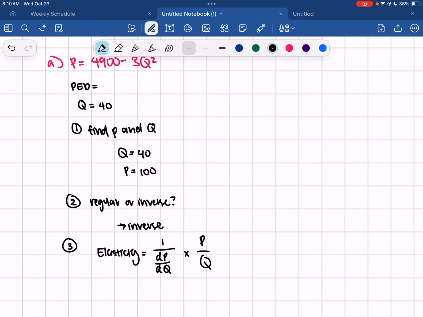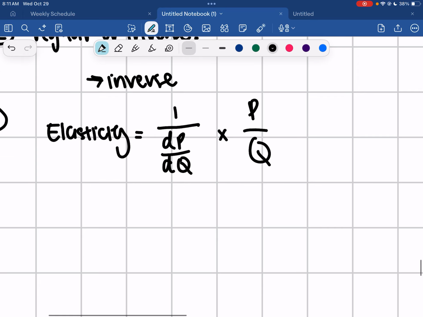I like to think of P's over queers. Anyways, that's probably not right. That is the inverse formula that we'll use.